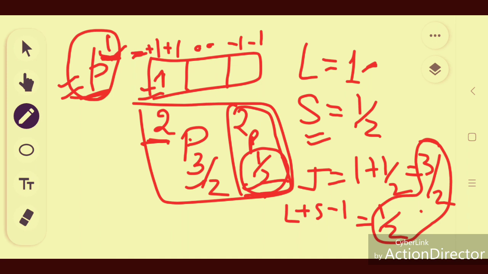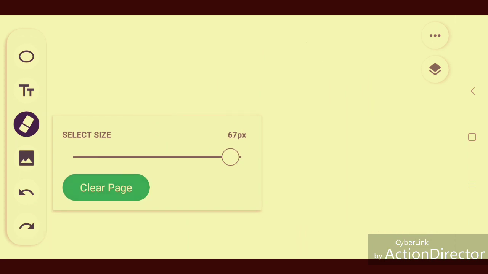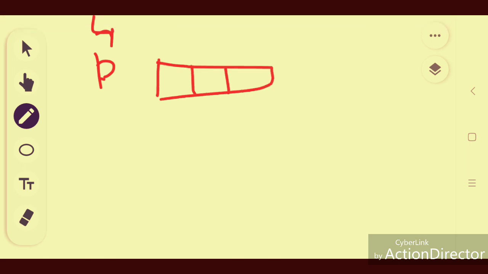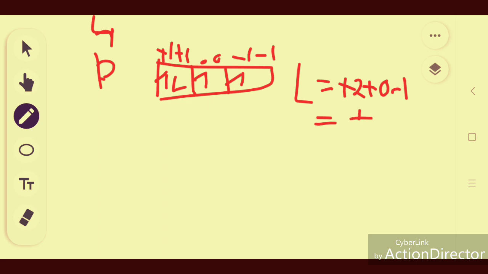We can take another example, the P4 configuration. The P4 configuration will have exactly similar ground state terms, but we have to choose the different ground state according to Hund's rule. If this is the P4 configuration, we can draw it like this: +1 +1, 0 0, -1 -1. So the L value for these four electrons will be: two electrons are present in +1, then 0, and -1, so it becomes +1.